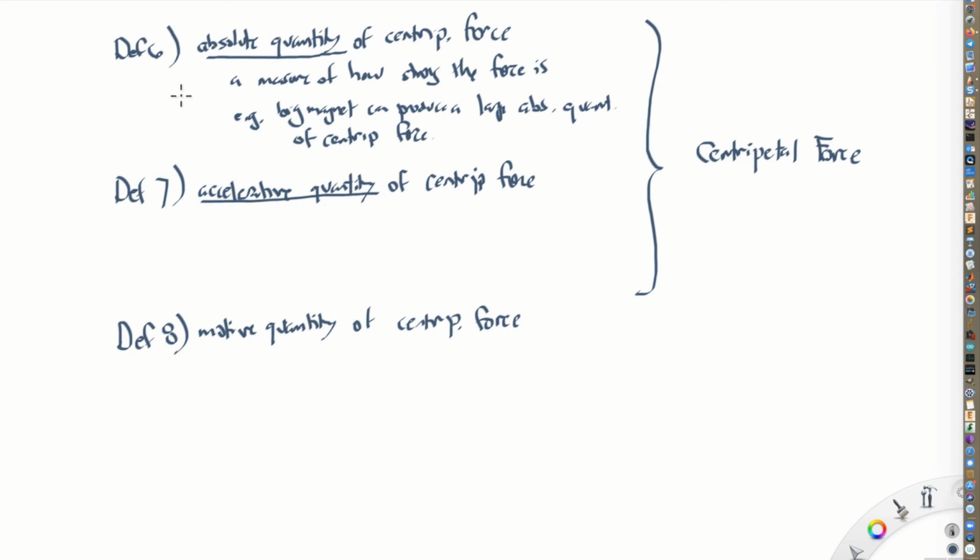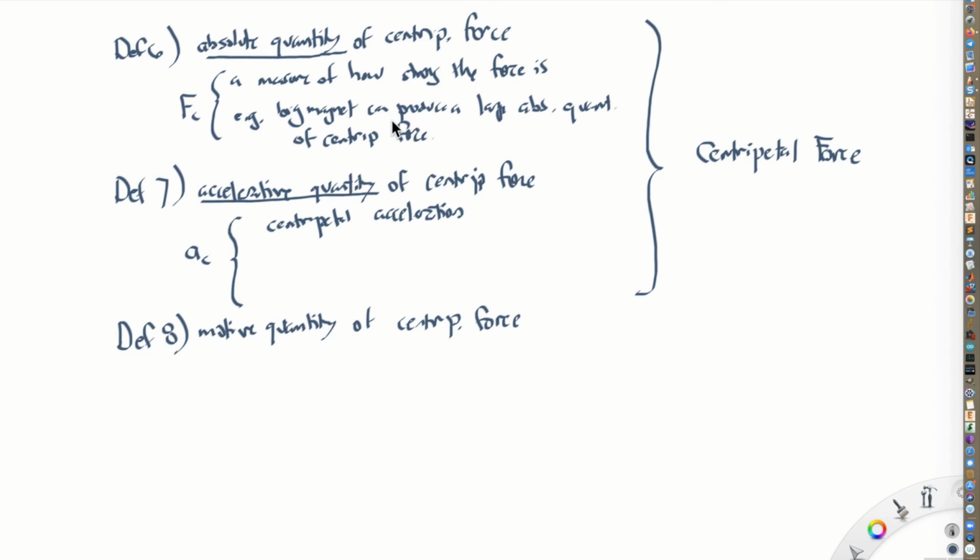Now, what about the accelerative quantity of centripetal force? Oh, by the way, I'm going to write this right here. This is F sub c. The size of this number tells us what the absolute quantity of centripetal force is. The accelerative quantity of centripetal force, I'm going to suggestively write A sub c, because what he's talking about here is what we would nowadays call the centripetal acceleration. He calls it the accelerative quantity of centripetal force. It is the way an object responds to a centripetal force.